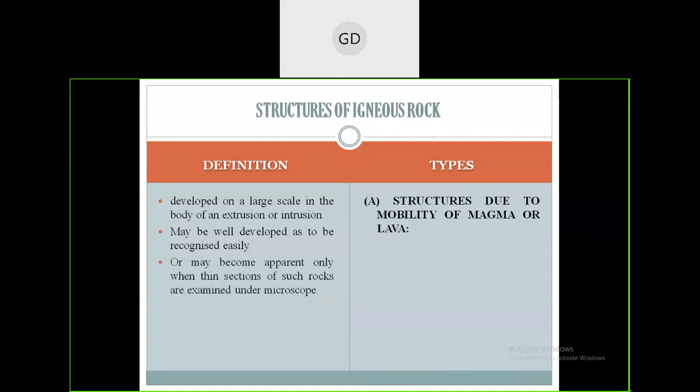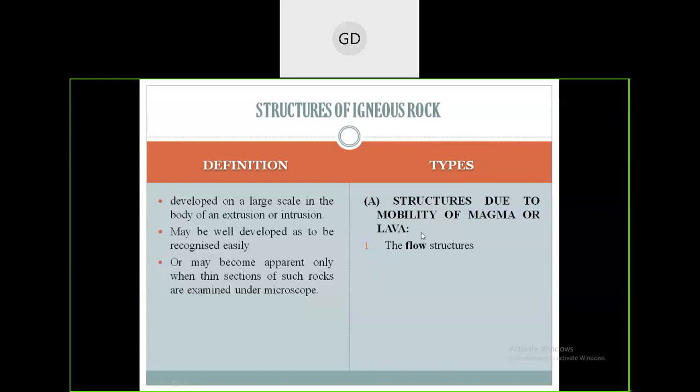So what are the different types of structures? The types of structures are divided into two types. One is due to the mobility of magma or lava, that is, the structure is formed due to the mobility of the magma or the lava, and the next one is due to the cooling of magma. So two main types are there.